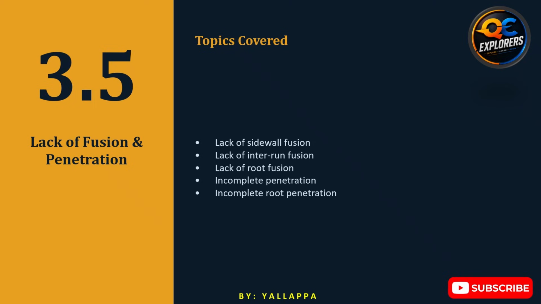Incomplete penetration means that the required depth of weld metal has not been achieved. The presentation therefore distinguishes between lack of sidewall fusion, lack of inter-run fusion, lack of root fusion, incomplete penetration and incomplete root penetration. For an inspector, these conditions are particularly significant because planar imperfections can have crack-like geometry.